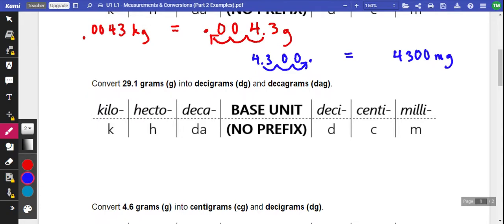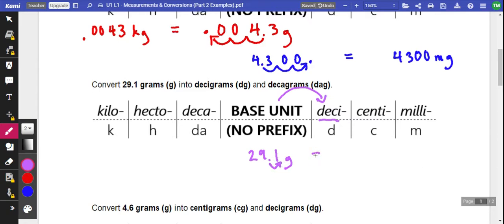Convert 29.1 grams into decigrams and decagrams. So let me change up my color here. All right, so again, we're starting at regular grams. So I'm going to be right here, 29.1 grams. Okay, this time I'm changing into decigrams first. So deci, the prefix D, is right there. So I'm just moving one spot to the right. My decimal point is just going to move one spot to the right. So 29.1 grams is the same as saying 291, my decimal point lands there, grams.